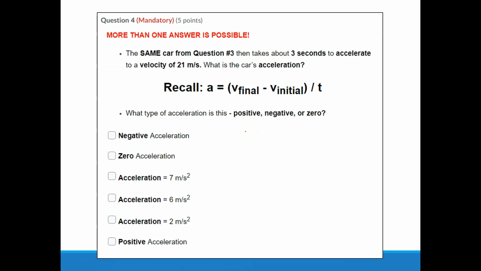Question number 4 is now taking that same car from question number 3 and saying that it takes about 3 seconds to accelerate to a velocity of 21 meters per second, and therefore we want to know what is the car's velocity, and then acceleration. And then lastly, is this acceleration positive, negative, or 0? So let's talk a little bit about acceleration.